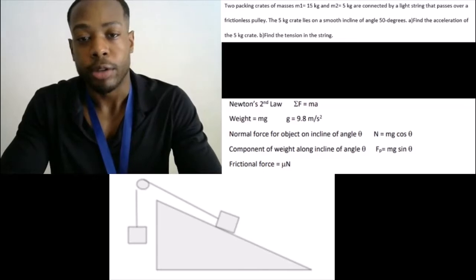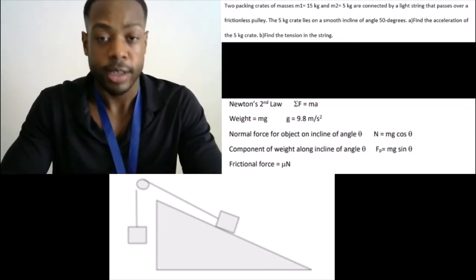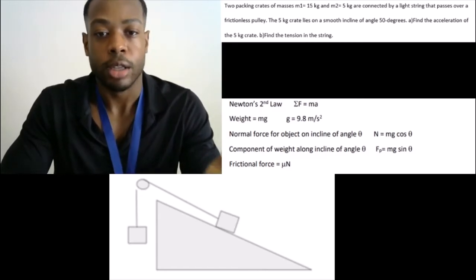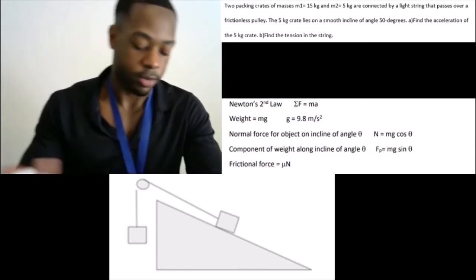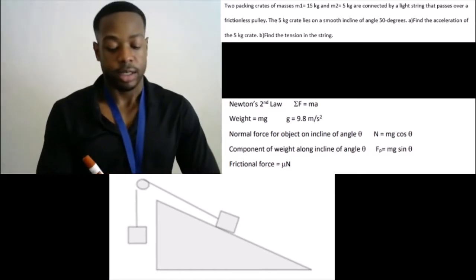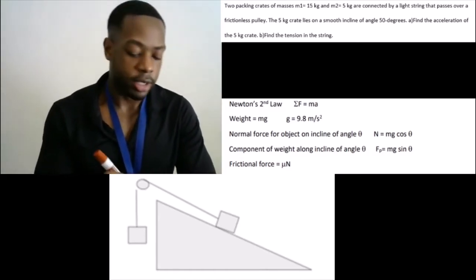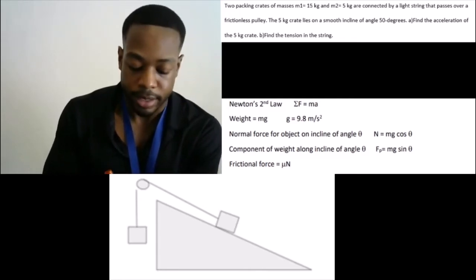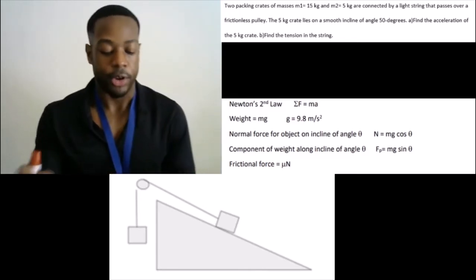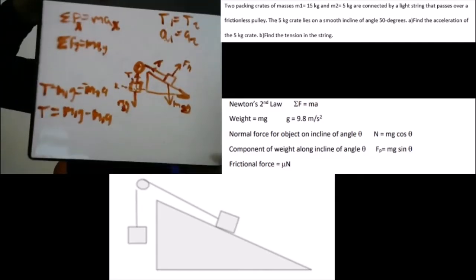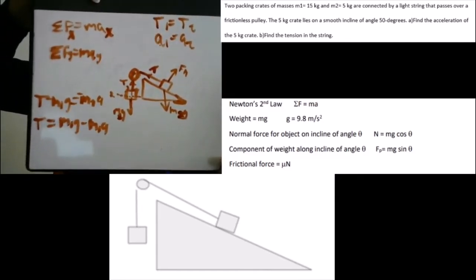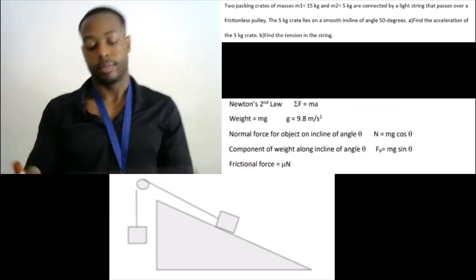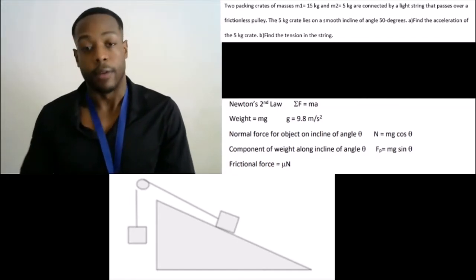So the trick, that was a tip, I guess. The trick was that you would set your Newton's second law equations in terms of tension, right? I'm going to say tension equals, or I guess equal to tension. Tension equals mass 1 times gravity, or the weight, minus mass 1 times acceleration. So that is your tension for the first body, or first mass.